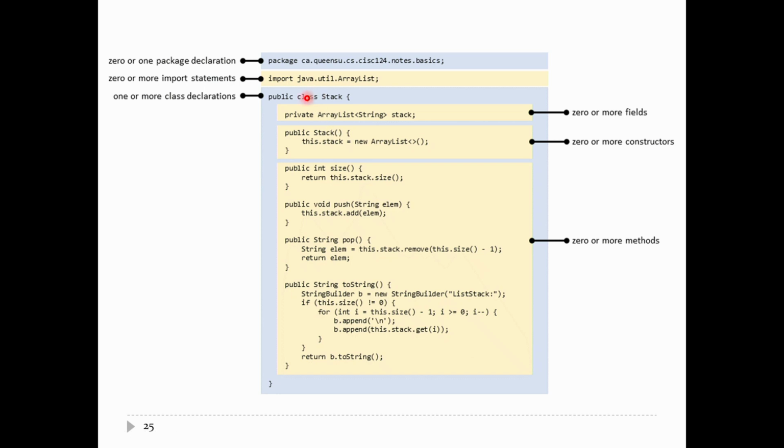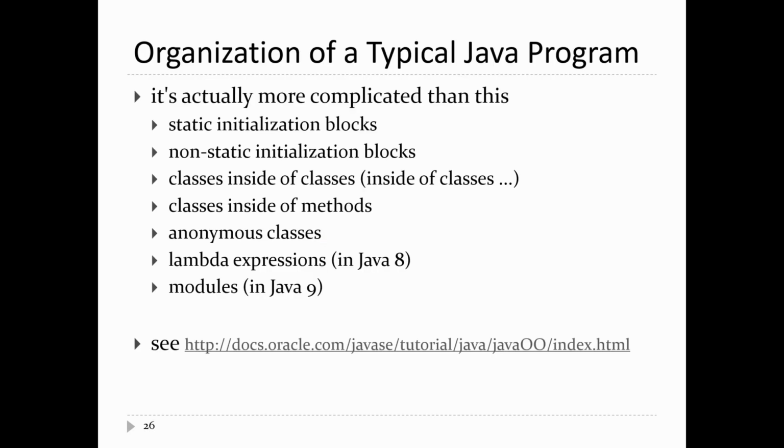And inside the class itself, you have variables or fields. You have constructors, and you have methods. It's much more complicated than this when you start to look at the more advanced features of the Java language. Eventually, we'll see classes within classes, but everything else that's on that list, we're probably not going to use at all.